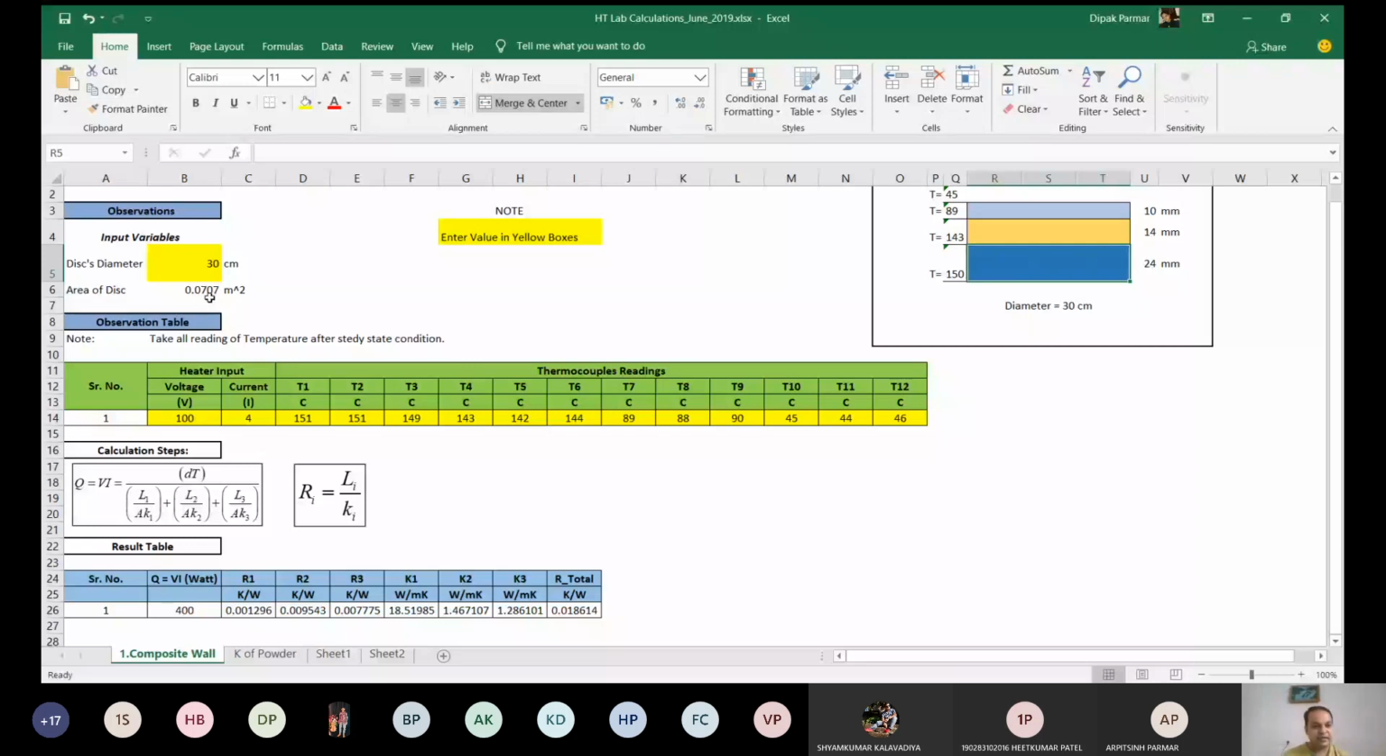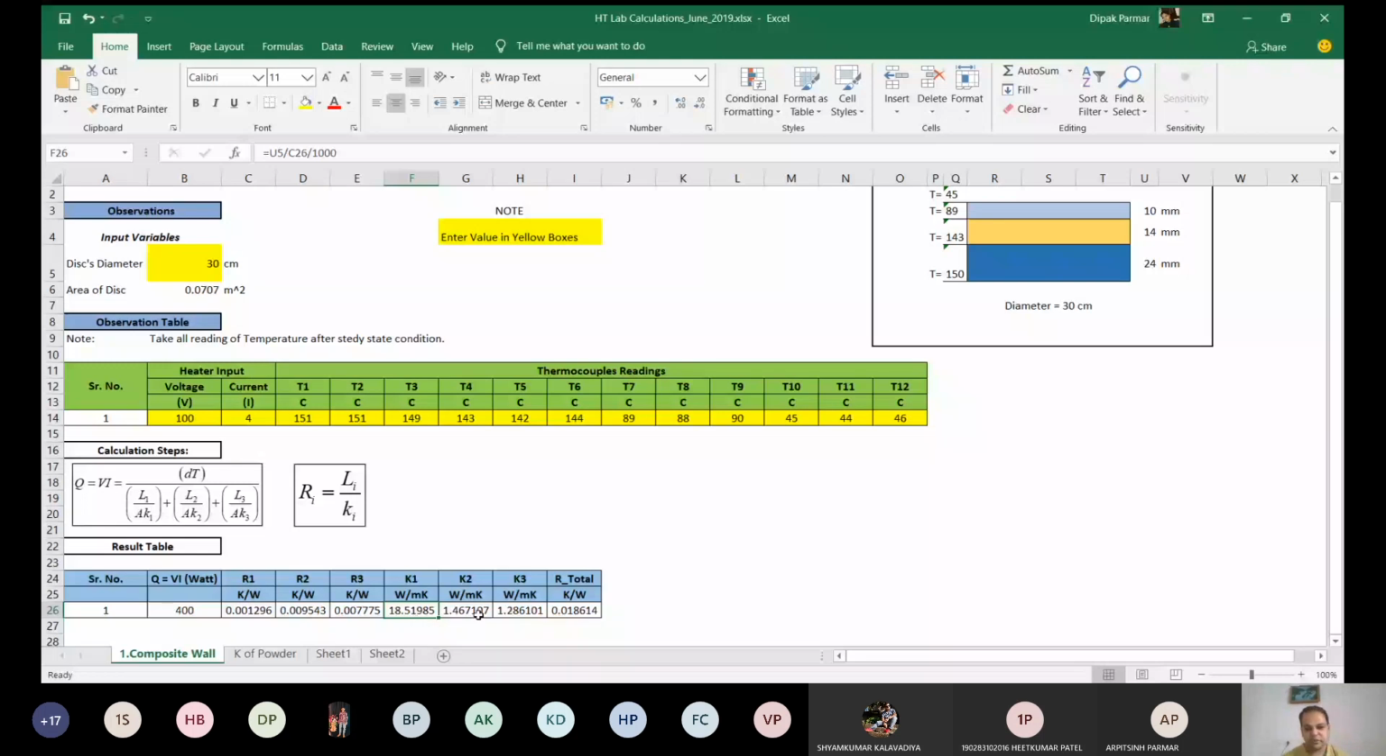So I have calculated R1, R2, and R3, which I have already shown you here. Once you have R1, R2, you can calculate R equal to L upon KA, and you will get the conductivity. So for our particular experimental readings, the conductivity of the first material comes to 18.51 watt per meter Kelvin. Conductivity of the second material is 1.46, and conductivity of material 3 is 1.2, which I have shown over here.